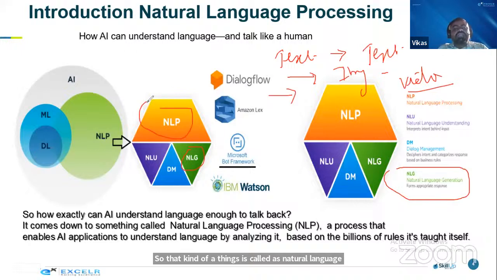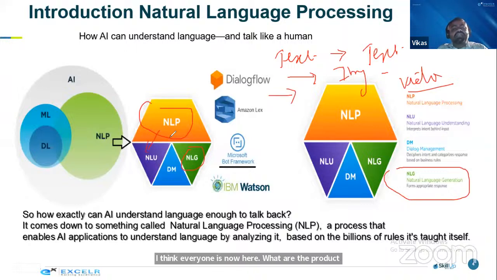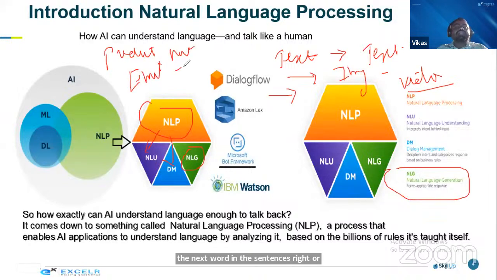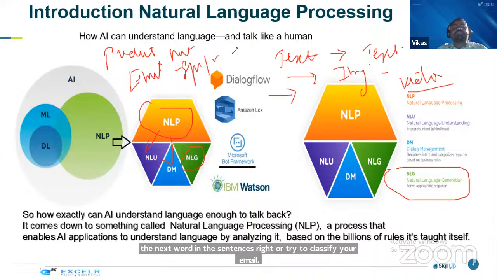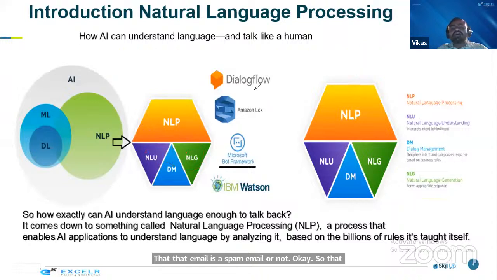I think everyone is now clear what the broader categories of NLP are. NLP is about natural language understanding. NLP is also about dialogue management, like chatbot creation. And then natural language generation, like you provide a text, or predicting the next word in a sentence, or trying to classify your email as spam or non-spam. Or you provide a text and it generates an image out of it. This entire kind of application is called NLG, natural language generation, guys.